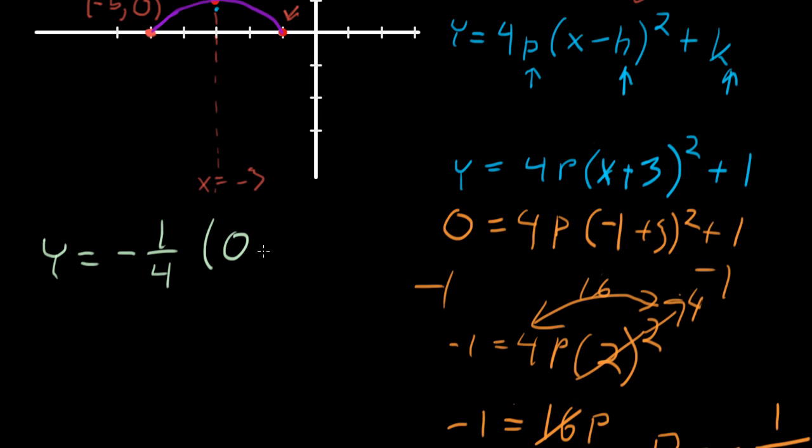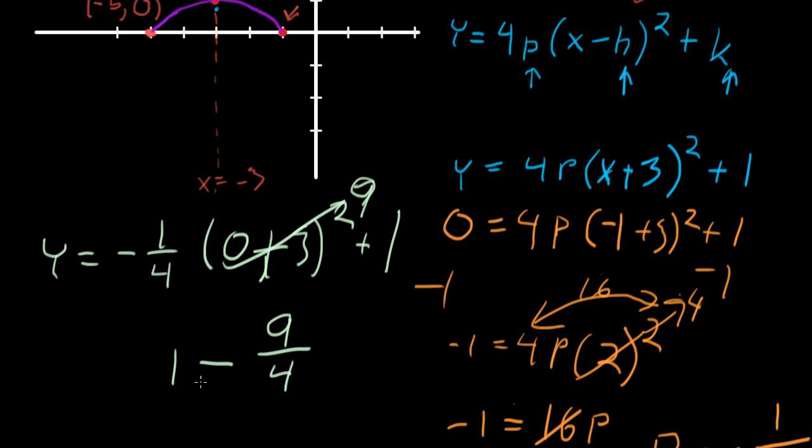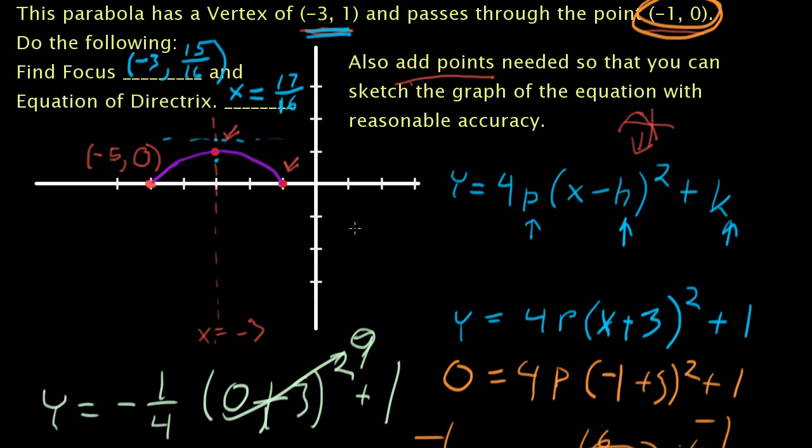0 for my 0 point, that's this line, x equals 0, plus 3 squared plus 1, I get 9. So 1 minus 9/4. Well, 1 is 4/4. That becomes negative 5/4. So 0, negative 5/4 should be about right there.